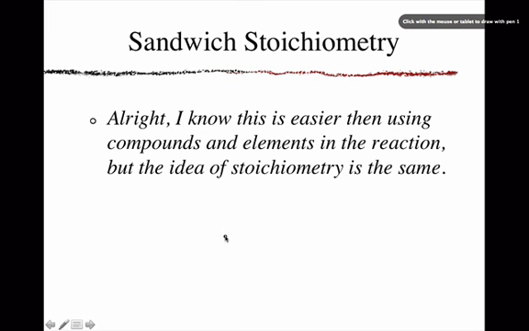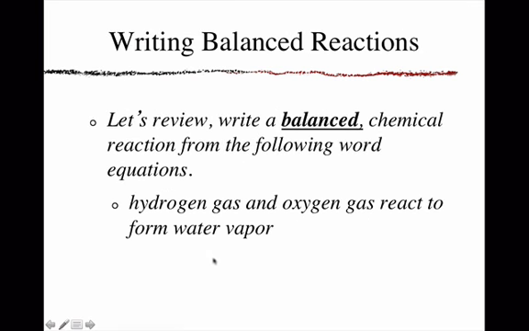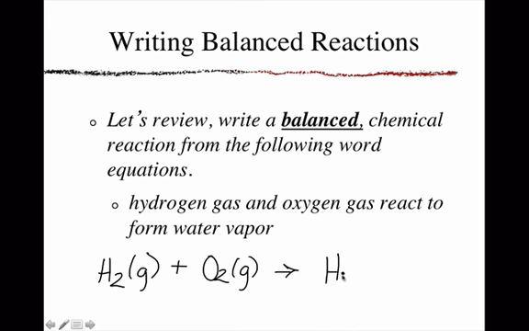All right. Obviously, this is a little easier than using compounds and elements that we use in a balanced reaction, but the idea is going to be the same. So what we're going to do really quick is review how we write balanced chemical reactions from word equations. So what I have here is our first example. We have hydrogen gas, and hydrogen is a diatomic, so it's H2, and it's a gas. Plus oxygen gas. Oxygen is another diatomic, so O2, and it's a gas. To form water vapor, so H2O vapor makes it a gas.